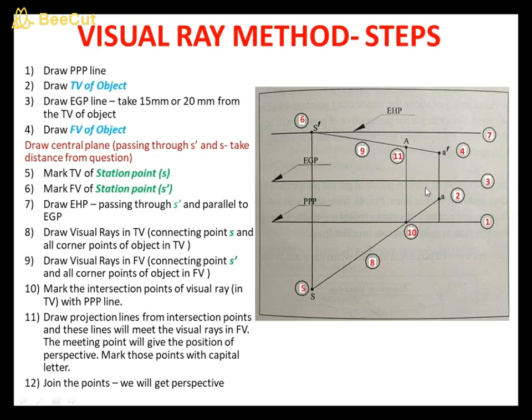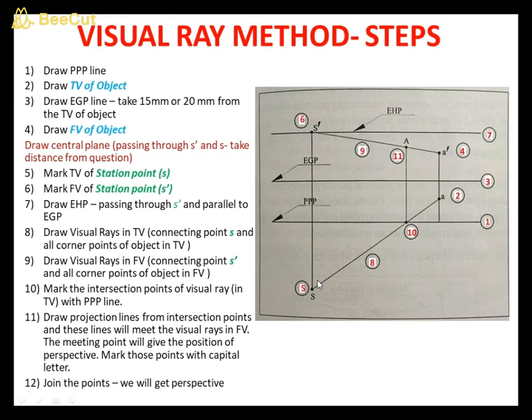After that, we need to draw the visual rays in the top view and the visual rays in the front view. So step number 8 and 9, draw the visual rays. Connect S and all the points in the object. If it is a cube, you will get 8 corner points. So you have to draw lines connecting the point S and all 8 points in the top view. Similarly, draw the visual rays in the front view. Connect all the points in the front view with S dash.